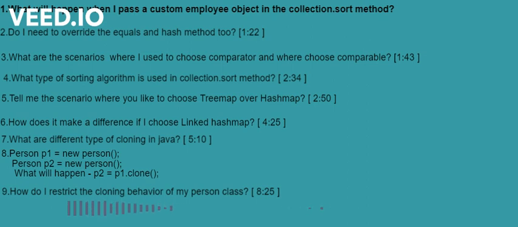Okay, so my requirement for the Person class is that I don't want my Person class to get cloned. I want to restrict the cloning behavior in my Person class. So how do I achieve this? Just don't give the Cloneable implementation. Okay, that's fine. That's the only thing.